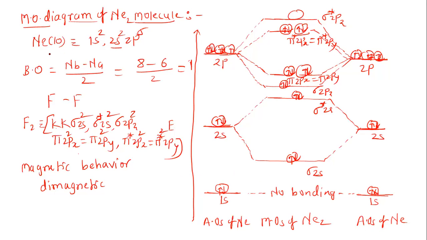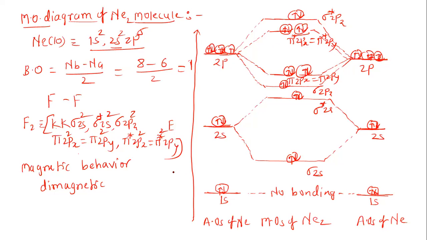Now in the neon molecule, the total number of electrons is 20: 10 plus 10, 20 electrons. So this is up to 18 electrons. Now 2 electrons are additional, so we put 2 electrons here. So this is the MO diagram of the neon molecule, drawn as we did for oxygen and fluorine.